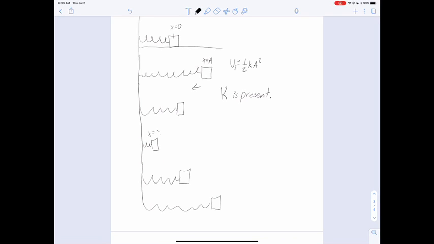What I'm about to write down is very important, so I recommend that you guys pay attention to it and write it down. This has to deal with conservation of mechanical energy.